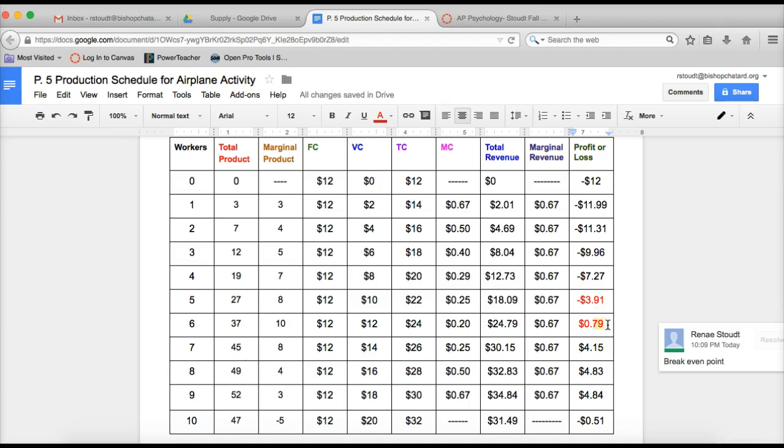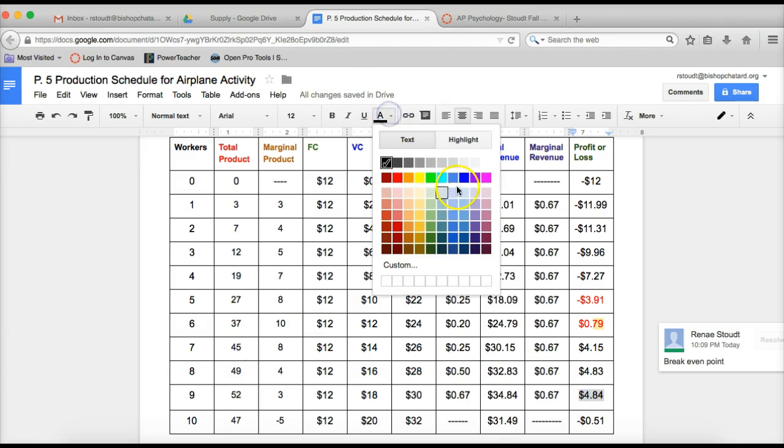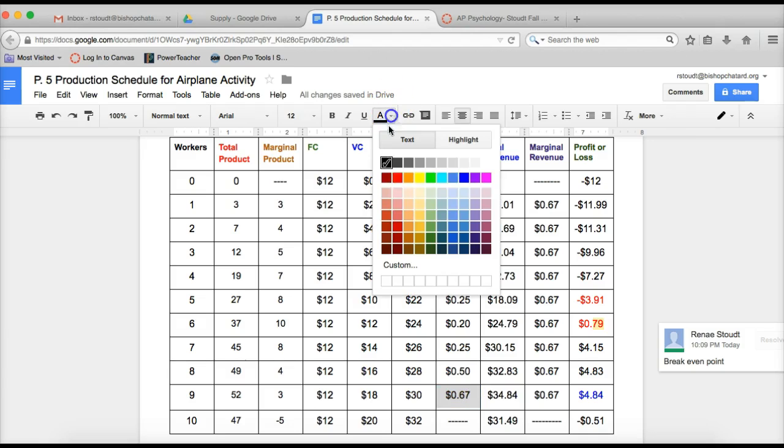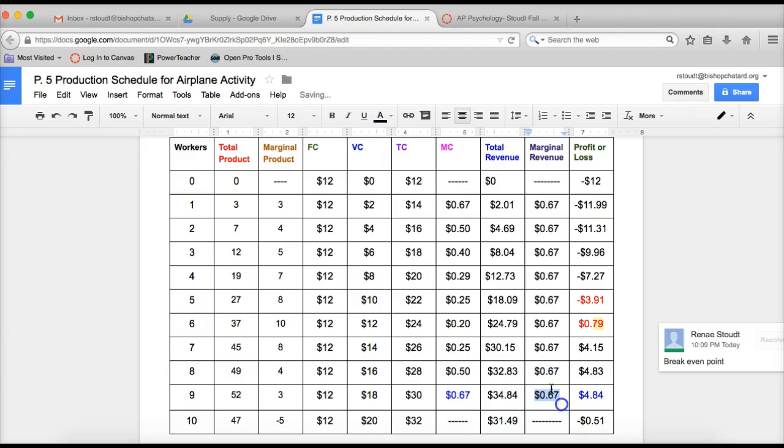Now, the last point that we can determine, the most important point, is the profit maximizing point. How many workers should we actually hire? So if you remember from our notes, our profit maximizing point is going to be where our profit is the highest and our marginal cost equals marginal revenue. So as you can tell, if we're looking at our profit or loss column, our profit is the highest at 9 workers. So I'm going to actually make this blue. And at 9 workers, our profit or loss is the highest. Our profit is the highest. But also notice that our marginal cost, okay, our marginal cost is the same as our marginal revenue.